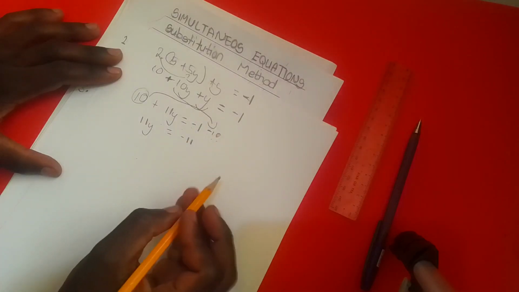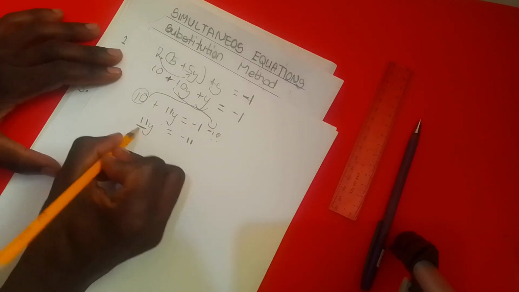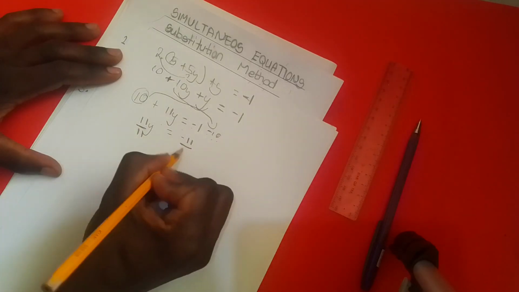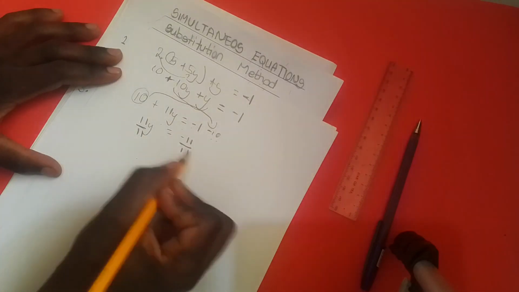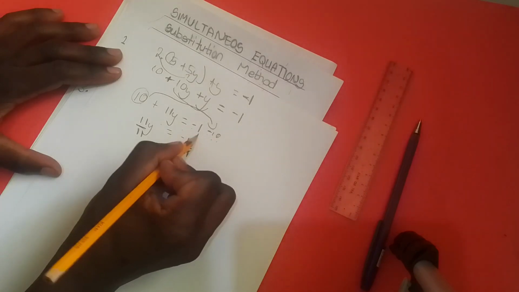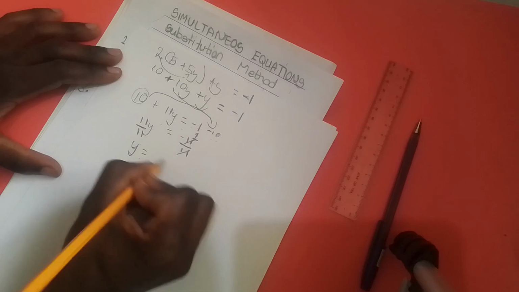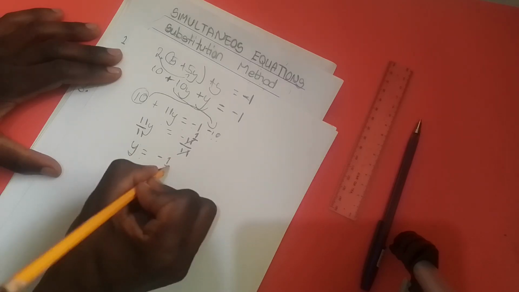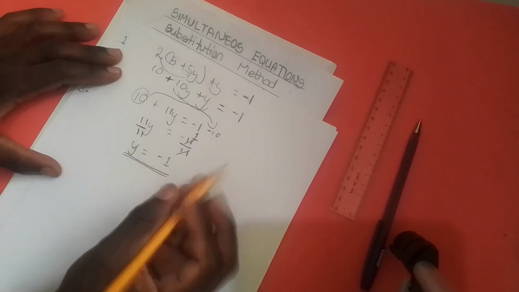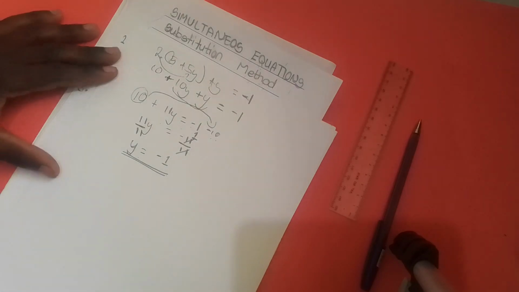So y is equal to negative 11 divided by 11. Okay, so 11 will cancel 11, leaving us with 1 here. So y is equal to negative 1. I hope this is so clear.